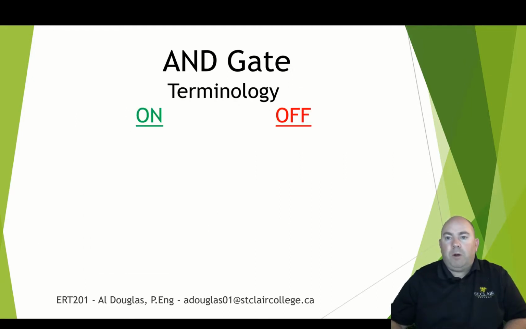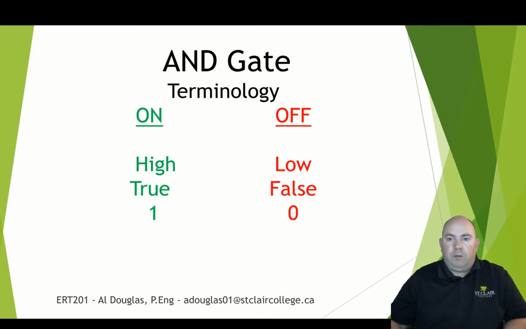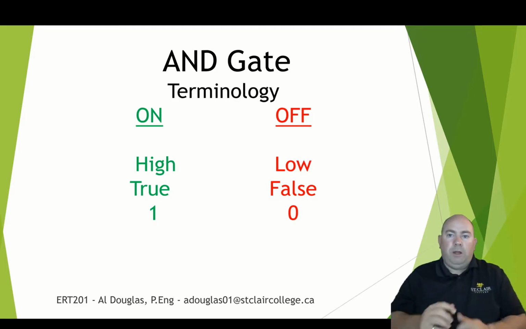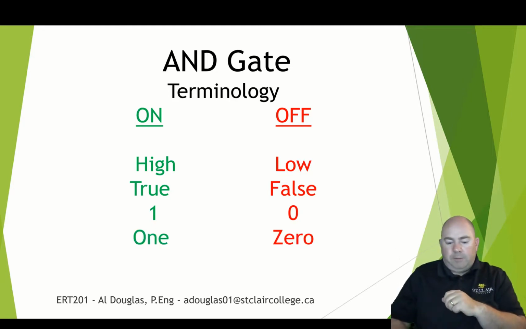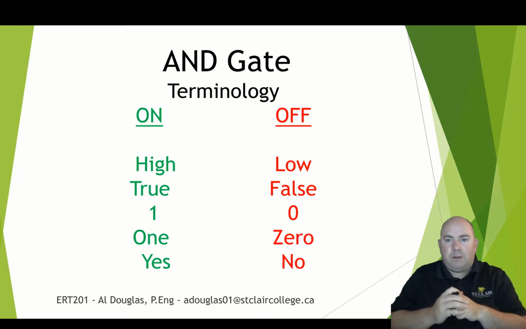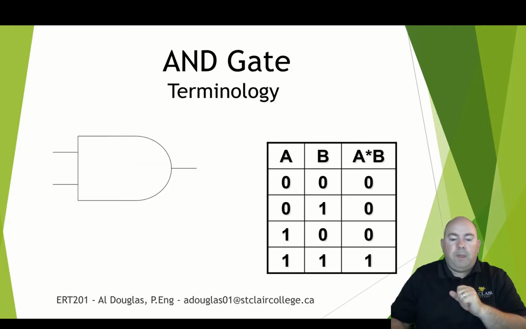When we talk about on and off, we're talking about our input signal or output signal. Is it on, which could also mean high, or off, meaning low? We could also say true or false. That basically means the same thing. We could say a value of 1 or a value of 0. That's also the same thing. Or we might refer to it as yes or no. These are all interchangeable terminology we'll use in this course for these different conditions.